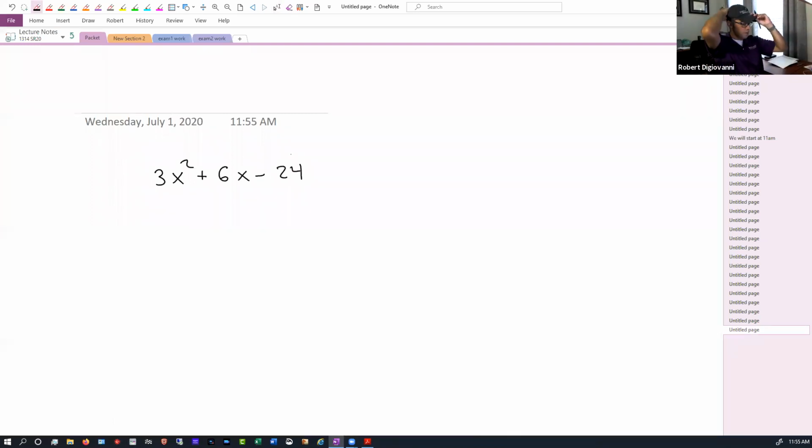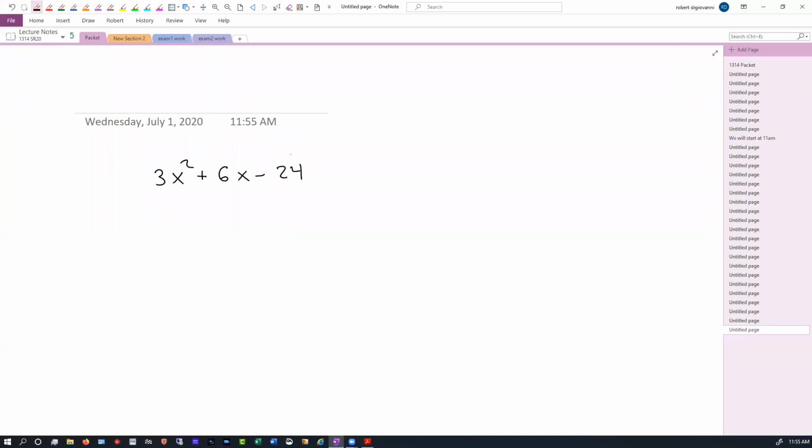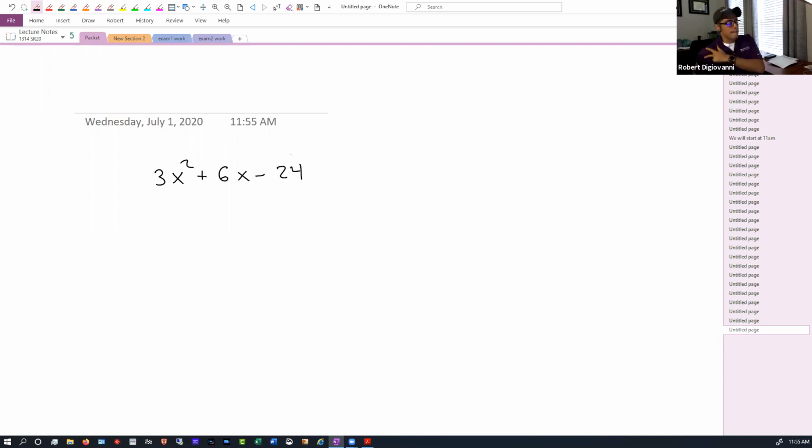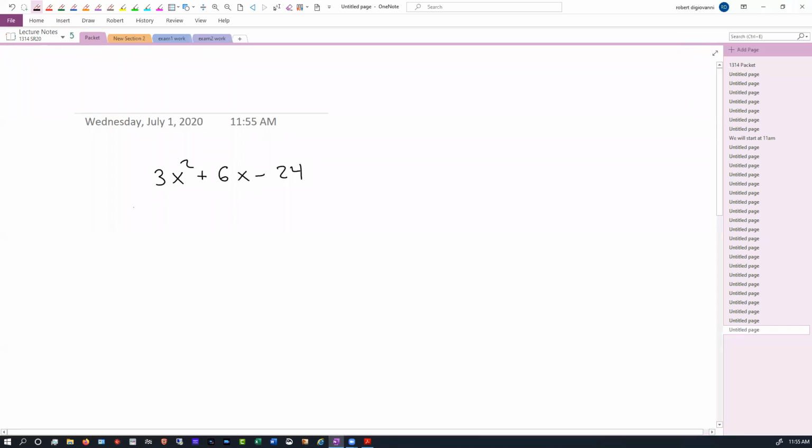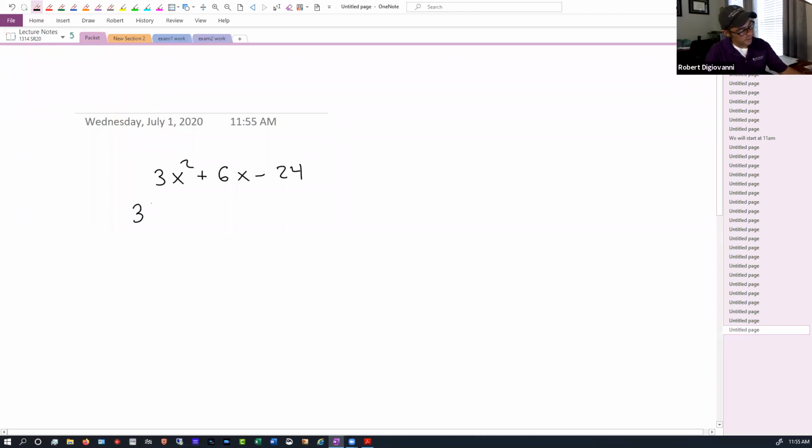All right, so what's our first step? GCF, right? Do we have a GCF? Is there a number that goes into 3, 6, and negative 24? Three. Yes, 3, right? Good. So we can actually pull a 3 out first. So if I pull a 3 out, I will have an x squared plus 2x minus, what is that, 8?